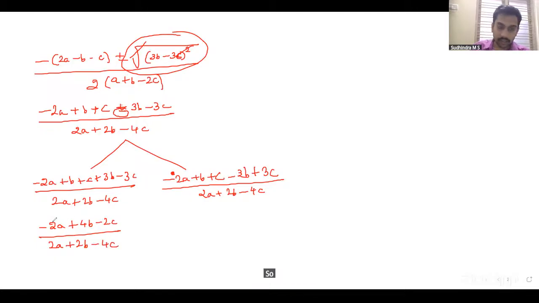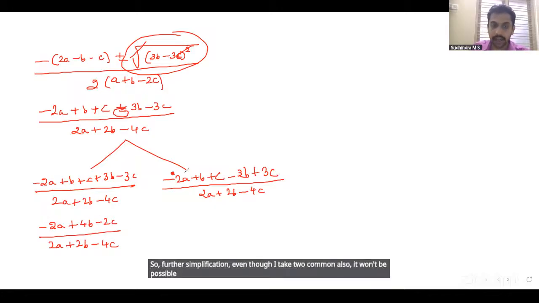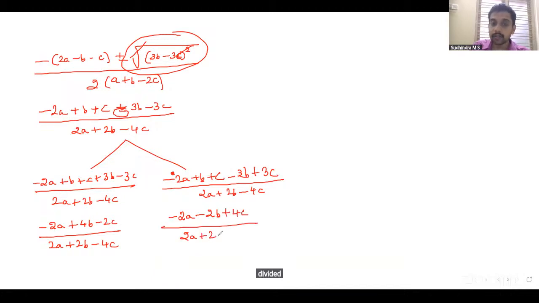Further simplification, even if I take 2 common, won't be possible here, so I'll leave it at that point. Whereas here, if I simplify, minus 2a, b minus 2b is minus 2b, c plus 3c is plus 4c, divided by 2a plus 2b minus 4c.